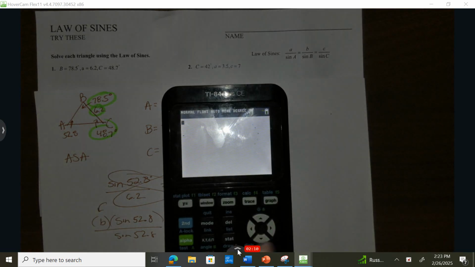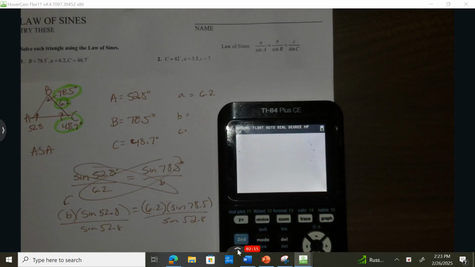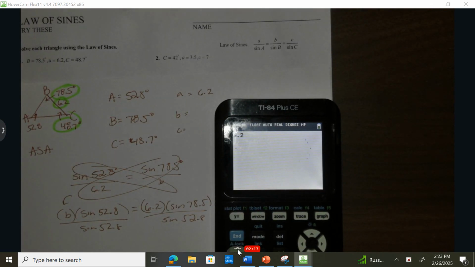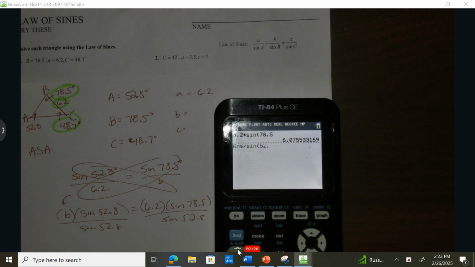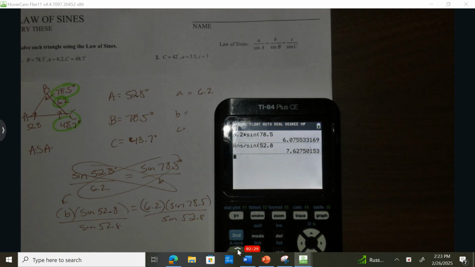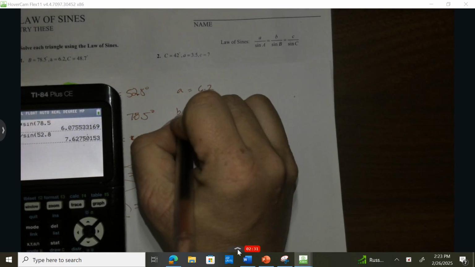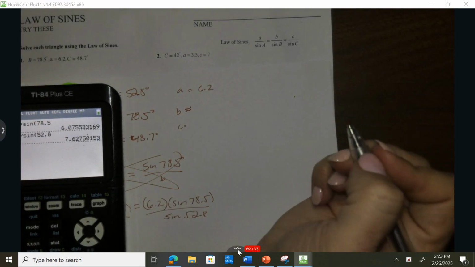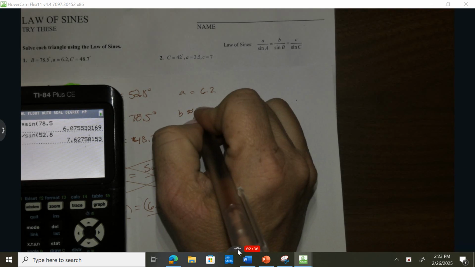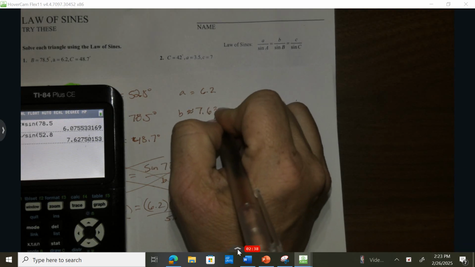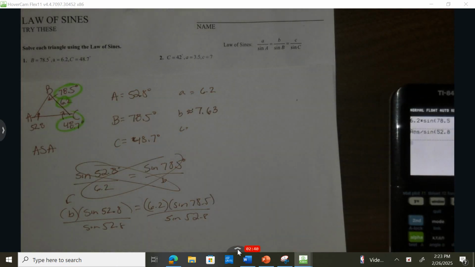Okay, first important thing to do is go up to mode and make sure you're in degrees. How do we plug this into our calculator? We're going to take 6.2 times the sine of 78.5, get an answer, and then divide it by the sine of 52.8. Okay, so notice that I'm going to have to round here, and I'm going to round to two decimal places. So I'm going to use this approximation symbol. This is approximately 7.63.